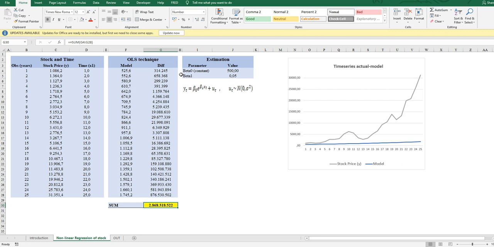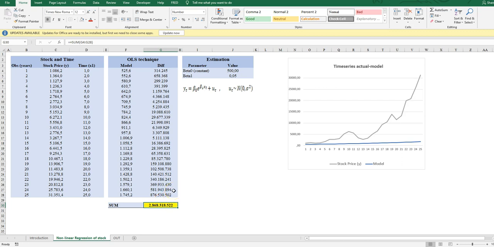And we minimize the expression by changing the estimates in the model. So the idea now is to use an algorithm, which is the Solver algorithm in Excel, that gradually changes these values until it finds the lowest possible value. The lowest possible value is the value associated with the best model, as the distance between the stock price and the model's predicted price is the lowest on average.